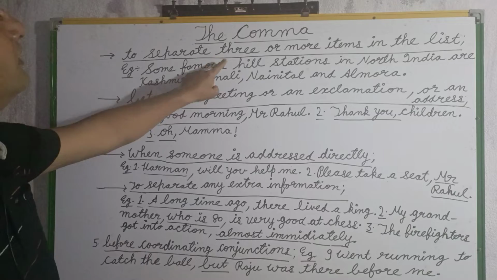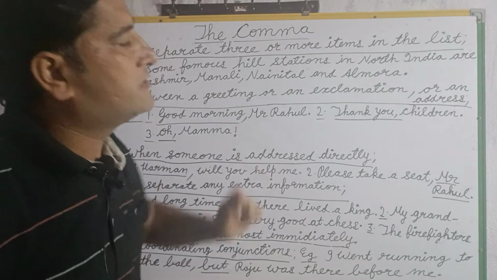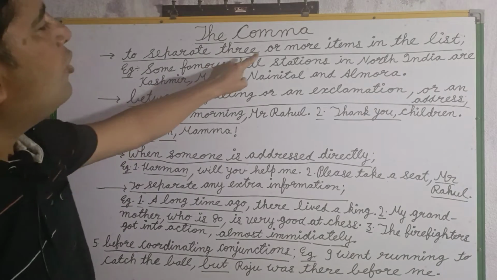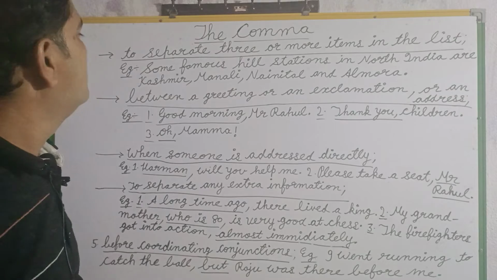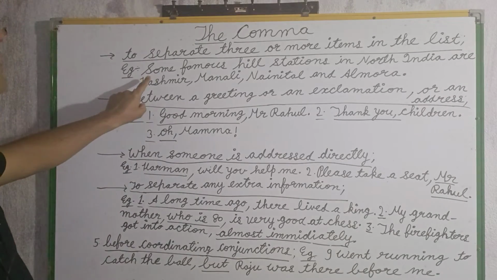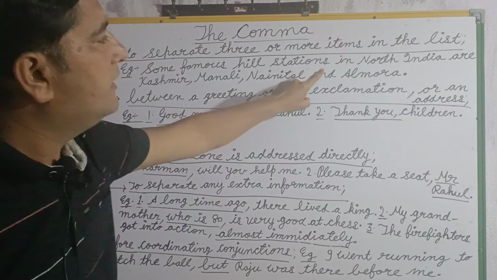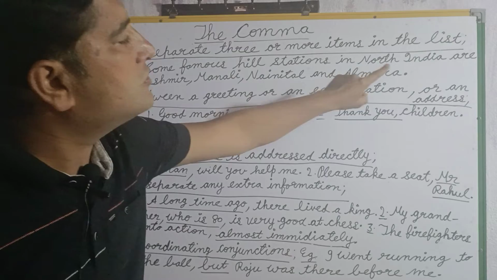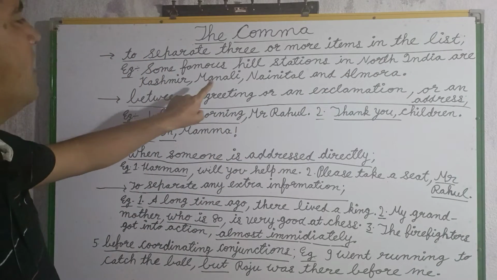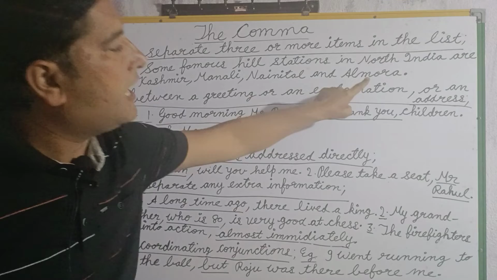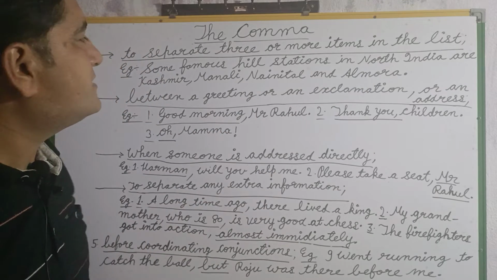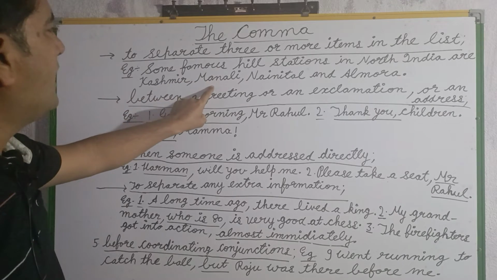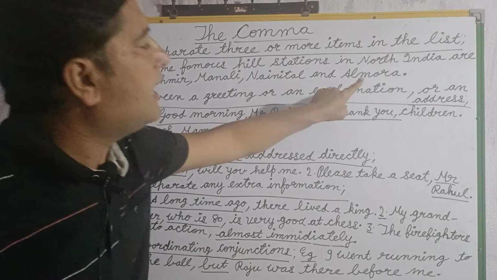To separate three or more items in a list, a comma is used. Example: some famous hill stations in North India. Some famous hill stations in North India are Kashmir, Manali, Nainital and Almora. Students, you can see that here is a list: Kashmir, Manali, Nainital and Almora.